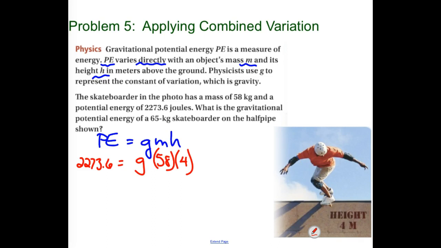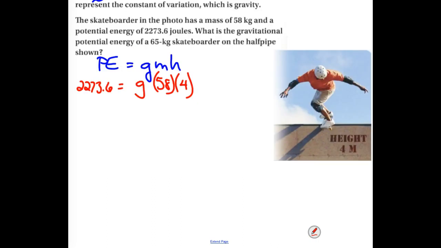Okay, so let's figure out 58 times 4. What do we get? Okay, so 232g equals 2,273.6. Now divide out your 232. What do we get for g? 9.8? Does that look familiar from science class? Okay, the effect of gravity.